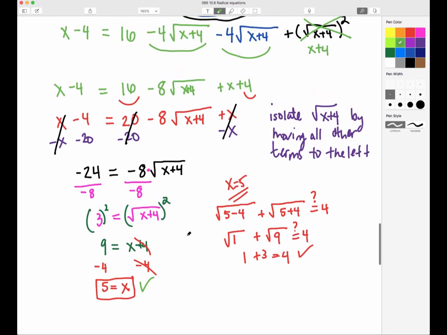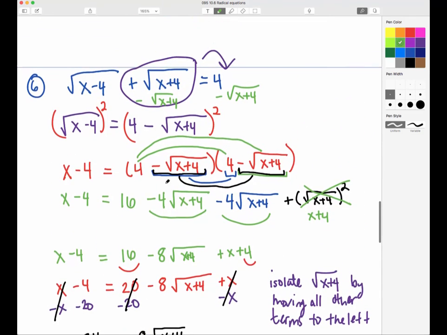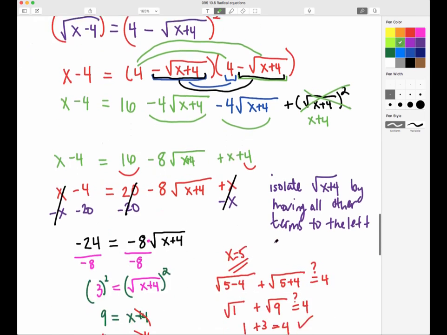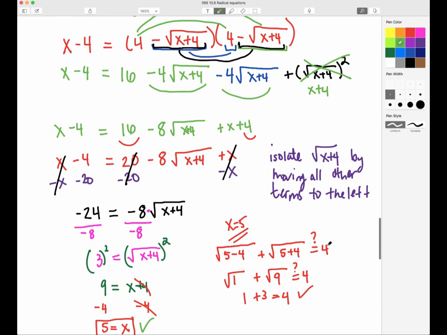So this problem is a lot longer than the rest. 2 square roots means you go through the process twice. Be careful with your signs. Be careful moving terms from one side to the other. It's really easy to forget signs. And then go back and check your work into the very original problem to make sure that you got the right answer.